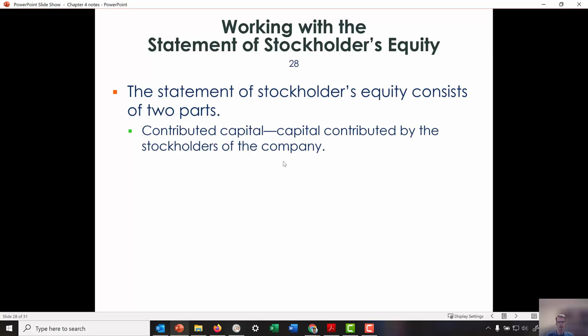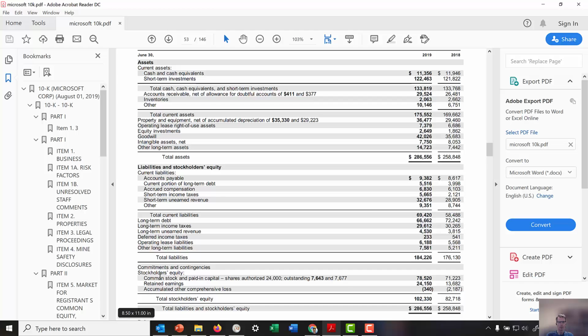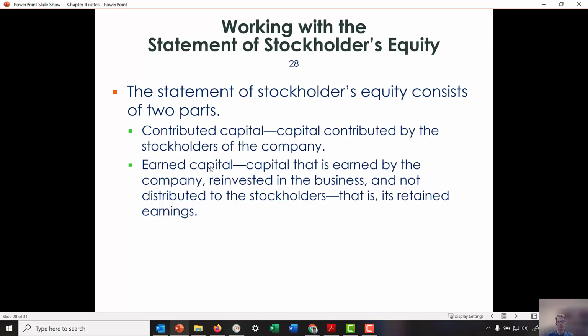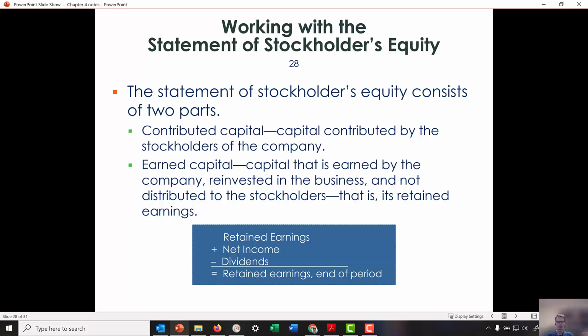So contributed capital is capital that's been contributed by the stockholders of the company. What we mean by contributed capital is common stock, paid-in capital, and then there's another kind of stock called preferred stock that Microsoft doesn't have, but some companies do. So those three things make up the paid-in capital: common stock, preferred stock, and paid-in capital. And then the other category is earned capital. This is money the company's earned. The company's elected to keep it rather than pay it out to shareholders and kept it within the company. Another way of saying that is retained earnings.